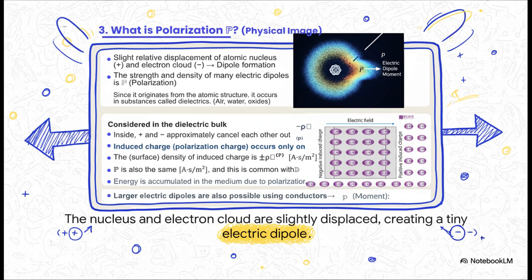Now, think about a whole block of this stuff. Inside the material, the positive end of one dipole is right next to the negative end of its neighbor, so they just cancel each other out. But what about the edges? At the surfaces, there's no neighbor to cancel them out. So you're left with this net layer of charge, and that's what we call the polarization charge.